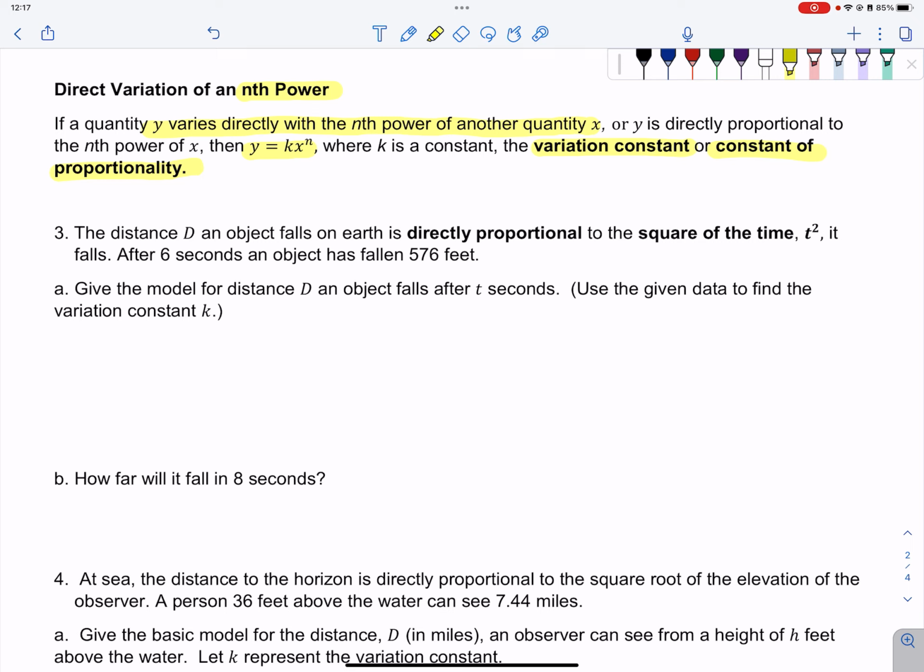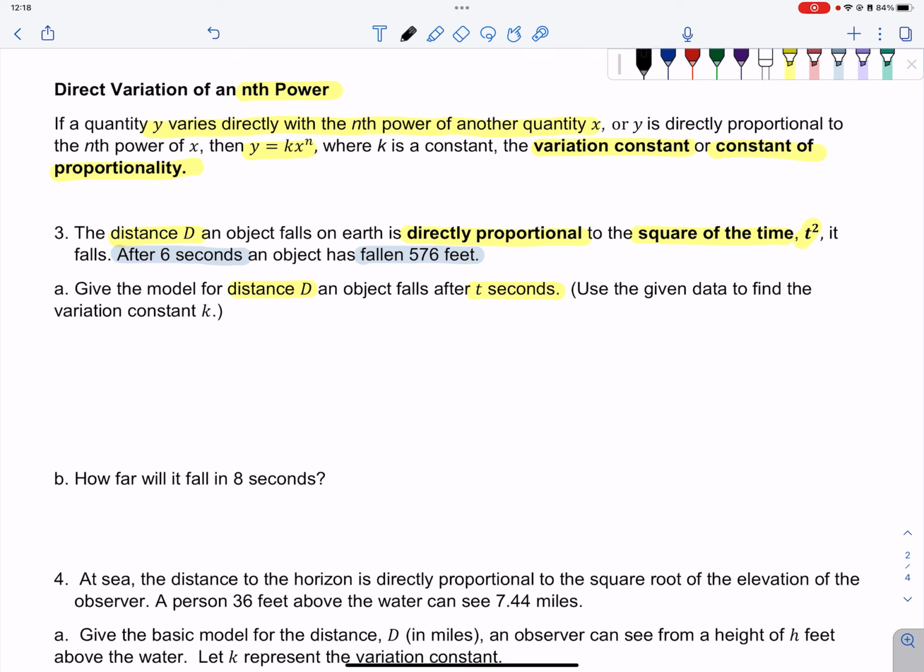So an example of this: the distance d an object falls on Earth is directly proportional to the square of the time. So that's going to be t squared. And after 6 seconds, an object has fallen 576 feet. Now we want to give the model that will tell us the distance d of an object after t seconds.